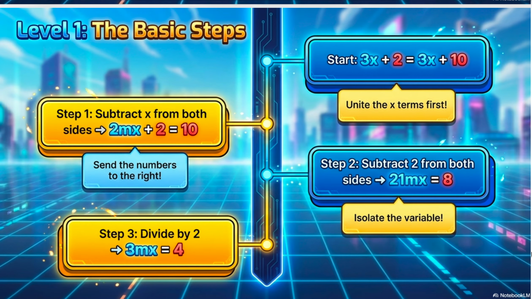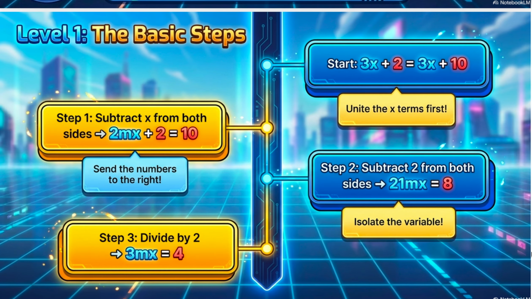This slide shows the full process in order. Start with 3x plus 2 equals x plus 10. First, subtract x from both sides so the variable terms come together. Then, subtract 2 from both sides to clear the constant. Finally, divide by 2 to isolate x. So the answer is x equals 4. This is the basic structure for variables on both sides.